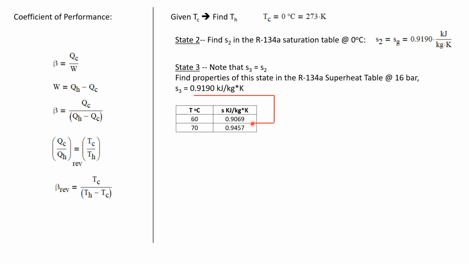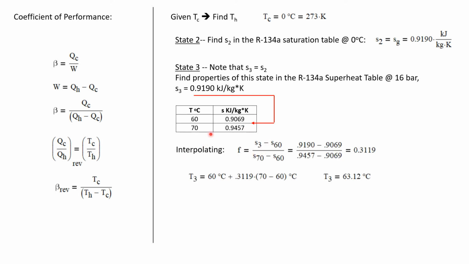Well, we don't quite find it, but we see that it's between these two rows. So it takes place somewhere between 60 and 70 degrees. We'll interpolate here to calculate the temperature. So I like to do my interpolation factor independently, and that is just going to be the value of entropy at state 3, which we have, minus the value of entropy at 60 degrees over the entropy at 70 degrees minus the entropy at 60 degrees. We have those values from the table and calculate that the interpolation factor is 0.3119.